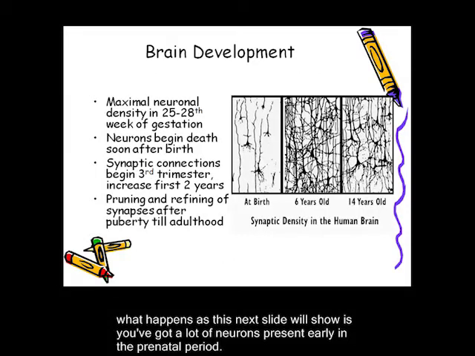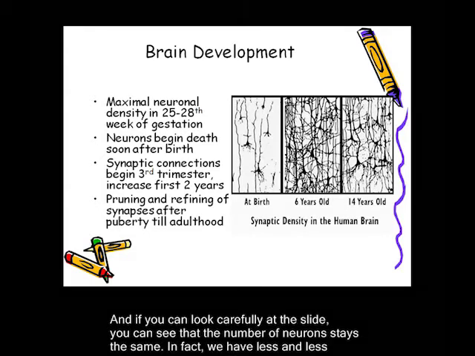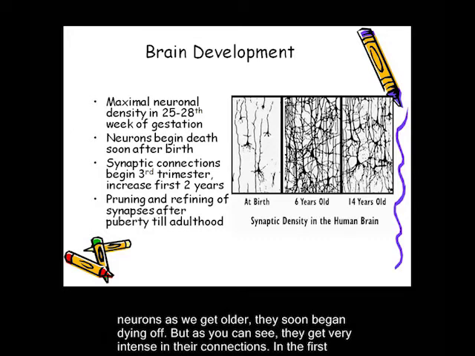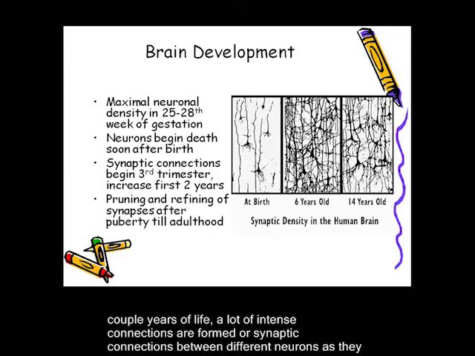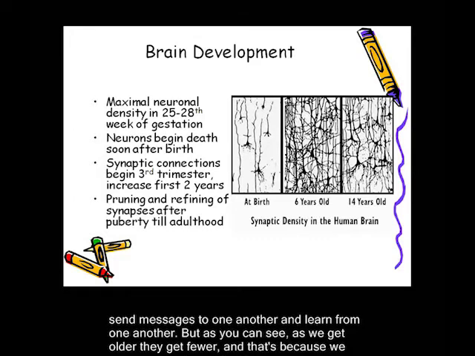And so what happens, as this next slide will show, is you've got a lot of neurons present early in the prenatal period. And if you look carefully at the slide, you can see that the number of neurons stays the same. In fact, we have fewer and fewer neurons as we get older. They soon begin dying off. But as you can see, they get very intense in their connections. In the first couple of years of life, a lot of intense connections, or synaptic connections, are formed between different neurons as they send messages to one another and learn from one another. But as you can see, as we get older, these connections get fewer, and that's because we refine them.